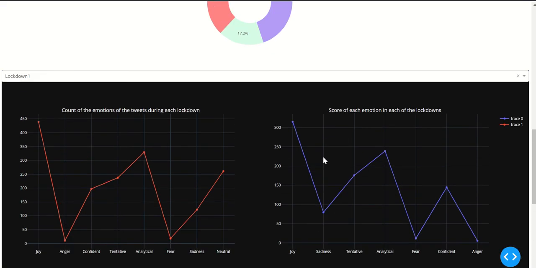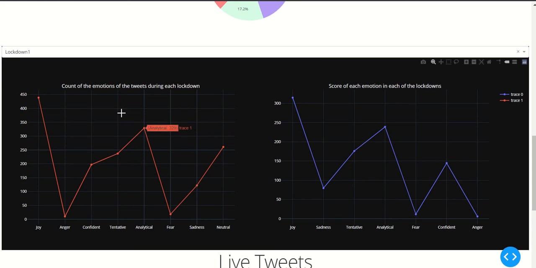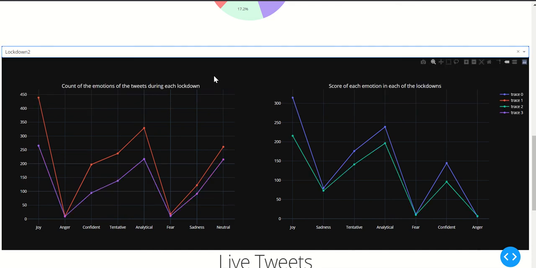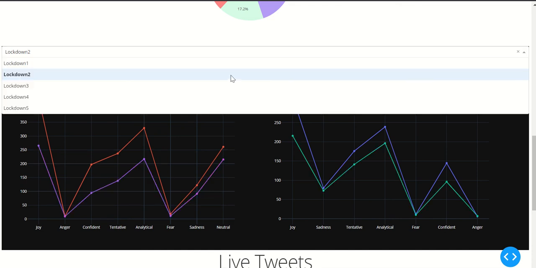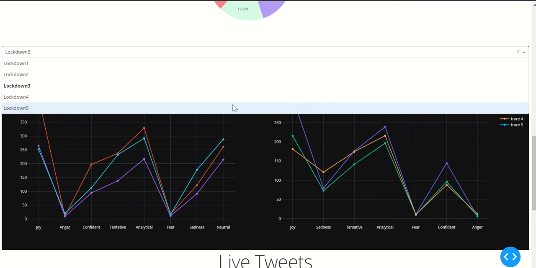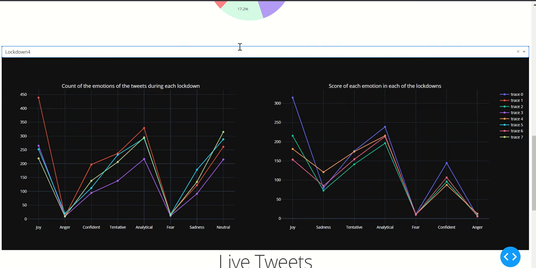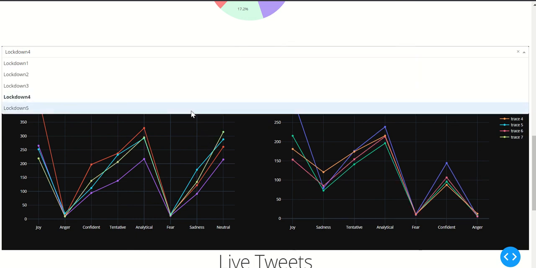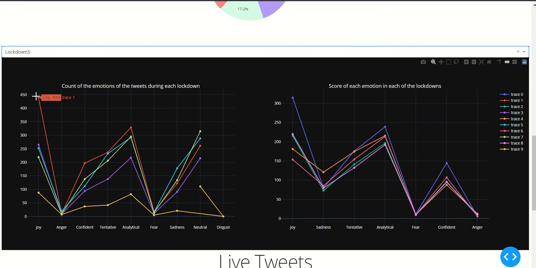This is the historical data, which depicts the score as well as the count of each emotion during each of the lockdowns. This is for lockdown 1, this is for lockdown 2, 3, 4, and 5. As you can see, there's a huge drop in the count of joy emotion from lockdown 1 to lockdown 2, 3, and 4. So this is the score of each emotion in each of the lockdowns.